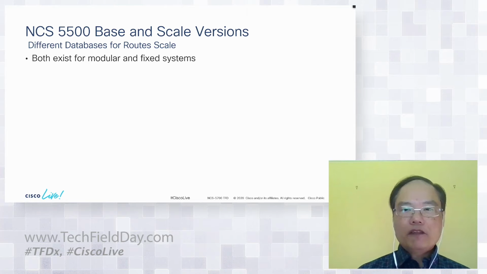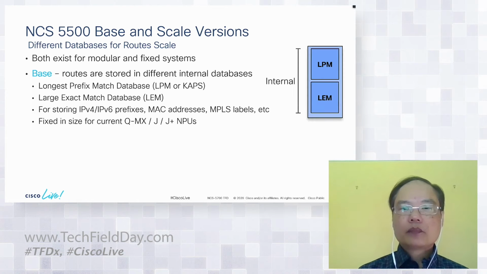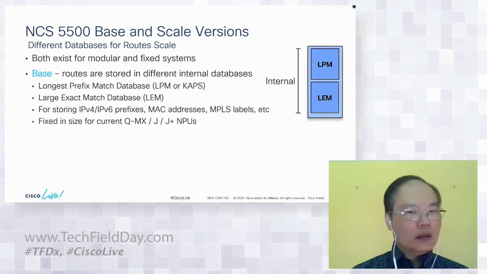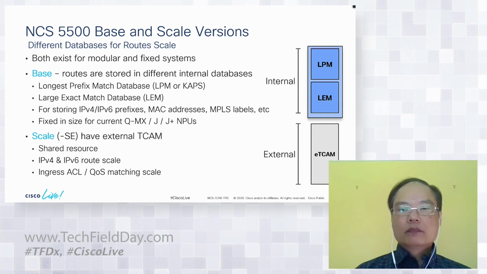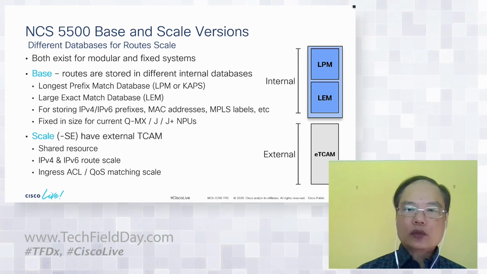There is a key concept of base and scale versions in NCS 5500 for both fixed and modular chassis. The base version uses the internal databases on the NPU, such as LPM and LEM, for storing prefixes, MAC addresses, and labels. And these databases are currently fixed in sizes. The scale version has an external TCAM for additional route scale and increased ACL and QoS scale as well.